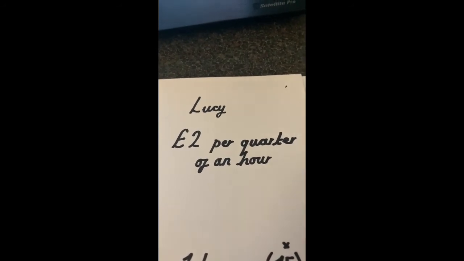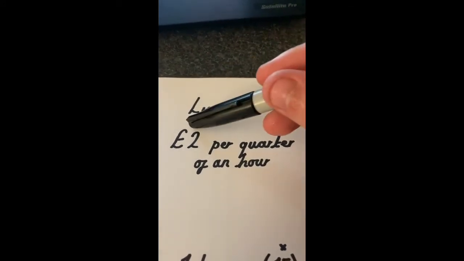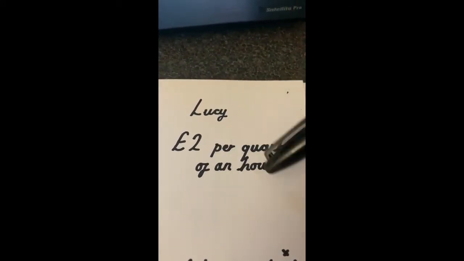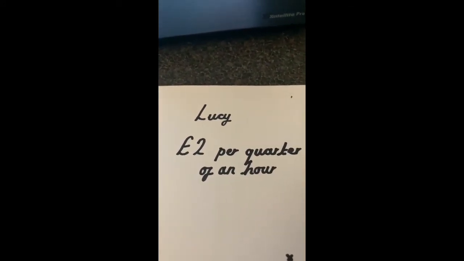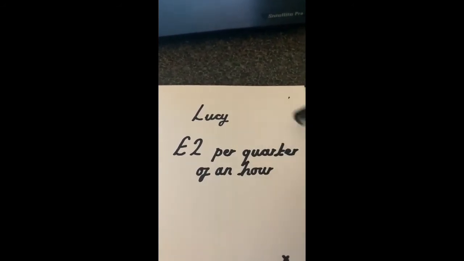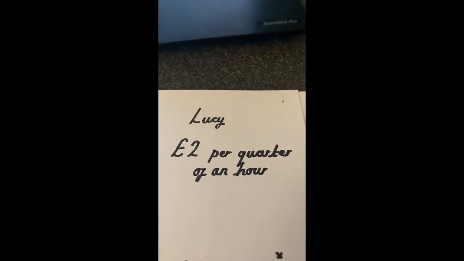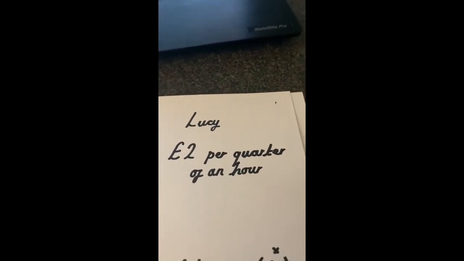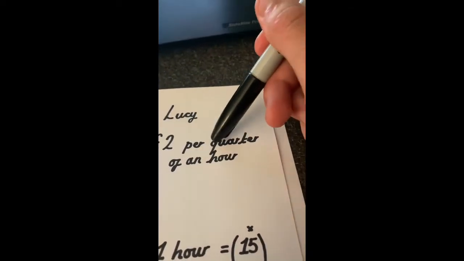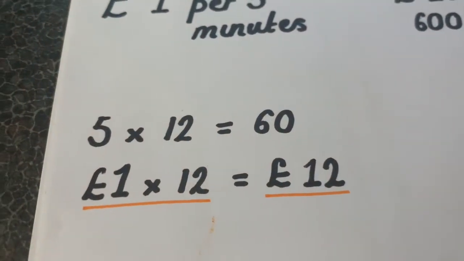Now, we know that in an hour, there are 60 minutes. Now, if we are raising £2 per quarter of an hour, what we essentially need to do is divide 60 by 4, because we're working with a quarter. 1 over 4 it would be as a fraction. So 60 divided by 4 is 15. So £2 per 15 minutes. Okay, so we can come back to Ben now.